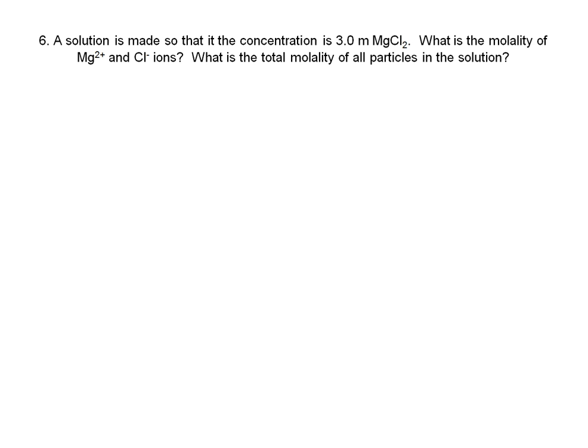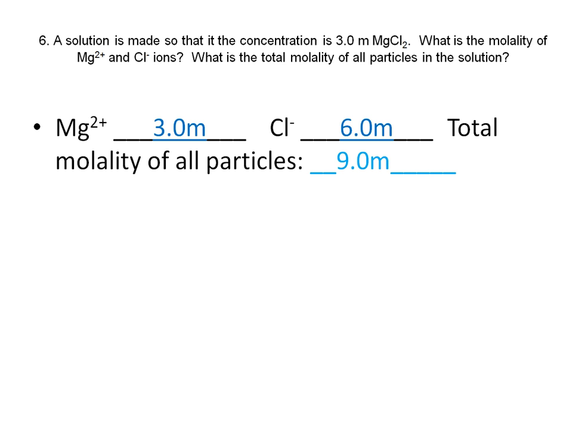So we have a concentration of 3 for MgCl2, and we want to find the total molality of all particles. So it's 3 for Mg2+, and since it's MgCl2, it's 2 times 3, which gives you 6. You add them together, you get 9.